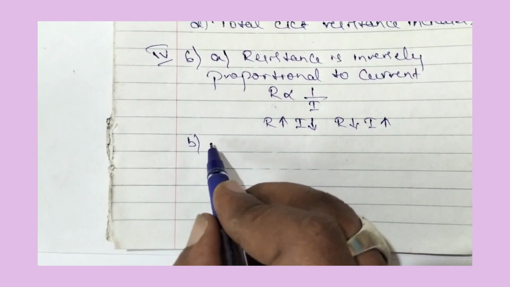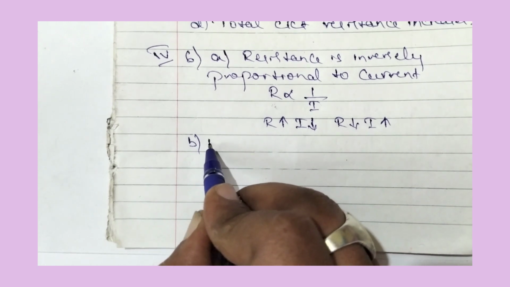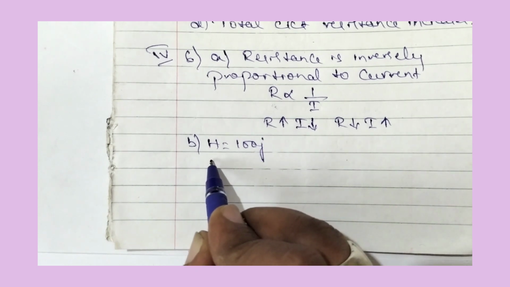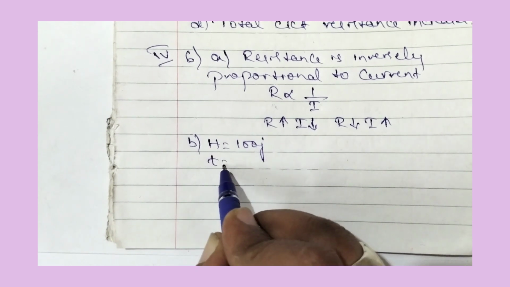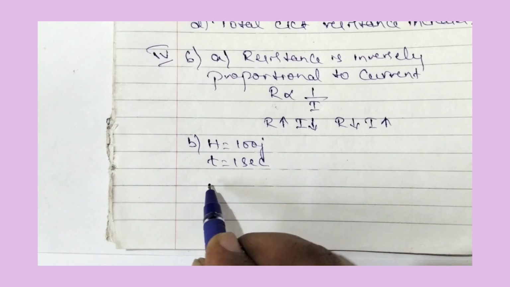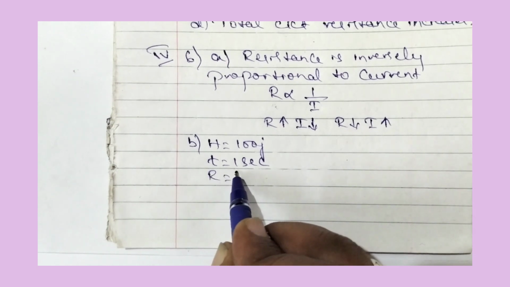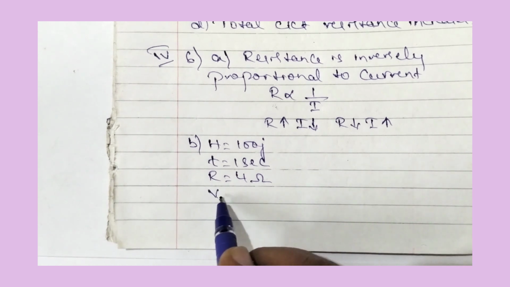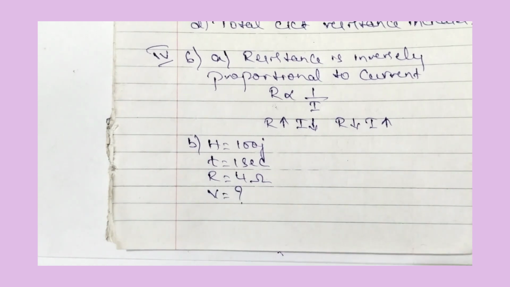Then the second question they have given, heat produced, H is equal to 100 joules each second, time is equal to 1 second. So resistance is equal to 4 ohm. Now we have to calculate what is the potential difference.